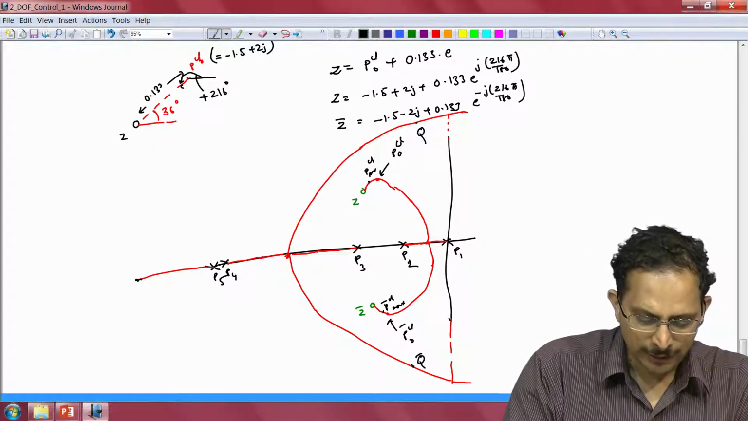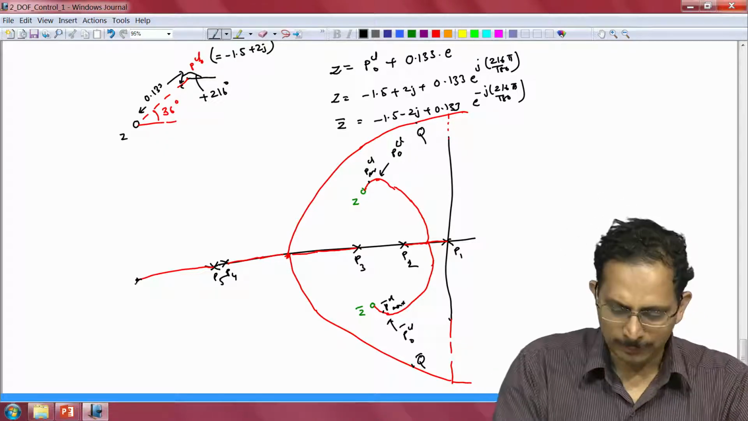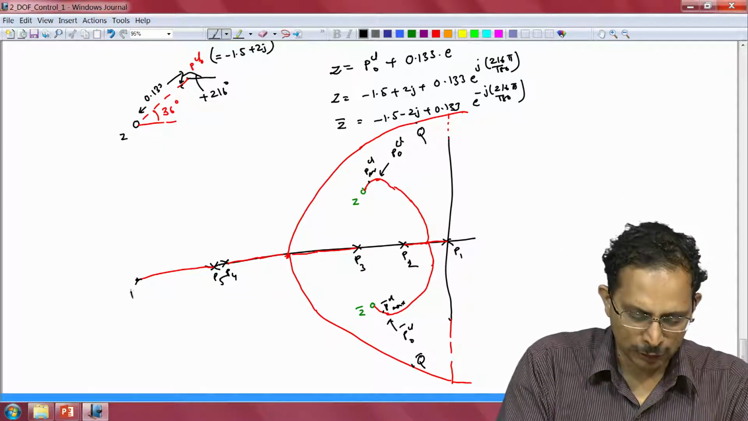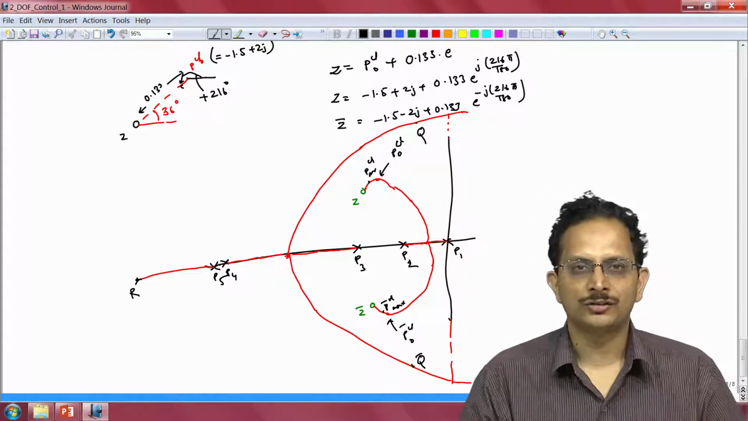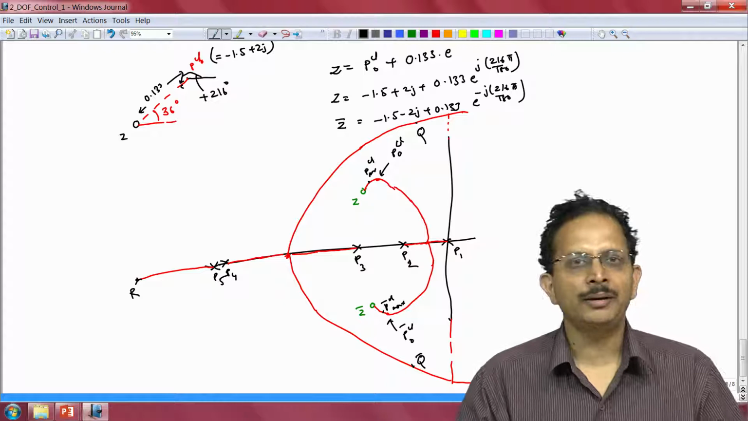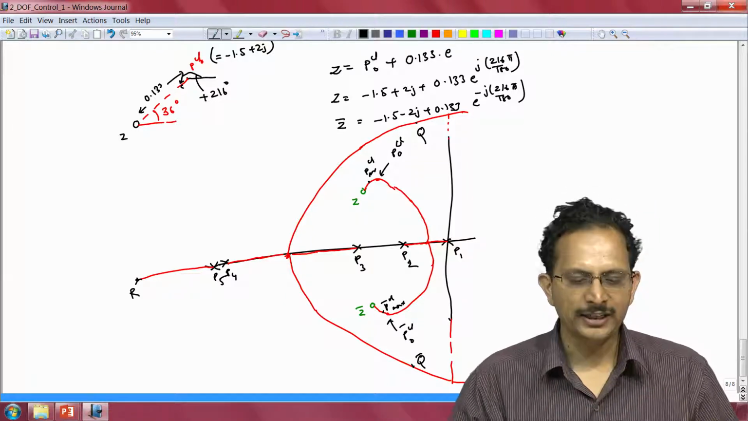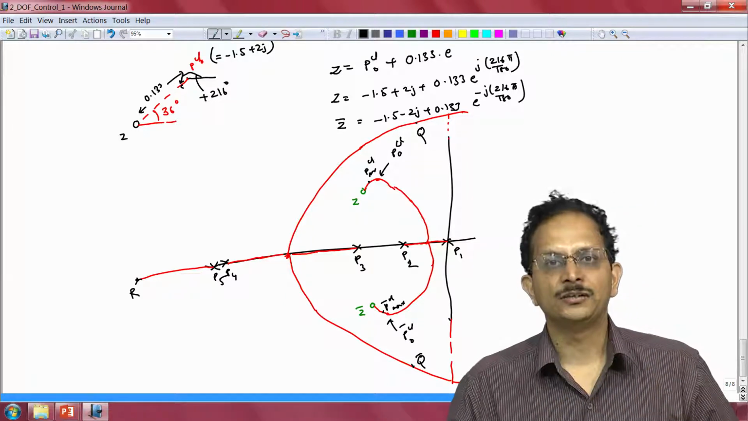The final closed loop pole will be located to the right of the point P5. So the final closed loop pole will be located somewhere here. I shall call that closed loop pole R, and that is something whose stability is not of concern to us. It neither dominates the dynamics nor causes problems with stability, so that is not of any concern to us.